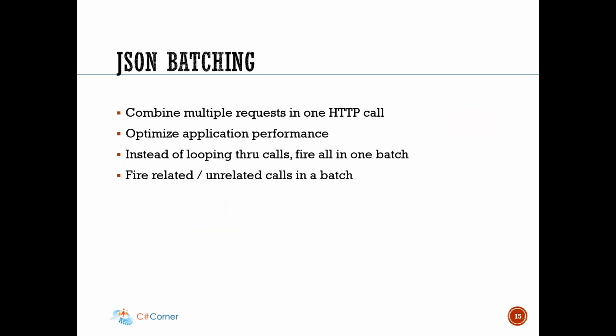So let me introduce you to some of the concepts of Microsoft Graph API, some of the latest developments. Very first is JSON batching. We all know that when you have to do an insert, update, or delete operation, you will fire a call to Microsoft Graph API. Let's say you are doing multiple operations, then you have to fire multiple calls one after another. But with the help of JSON batching, you can fire more than one call in one go, so that instead of firing multiple calls, you are optimizing the application performance.